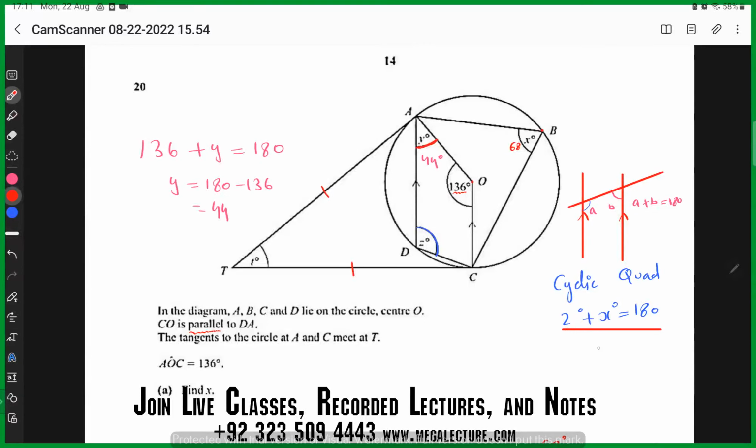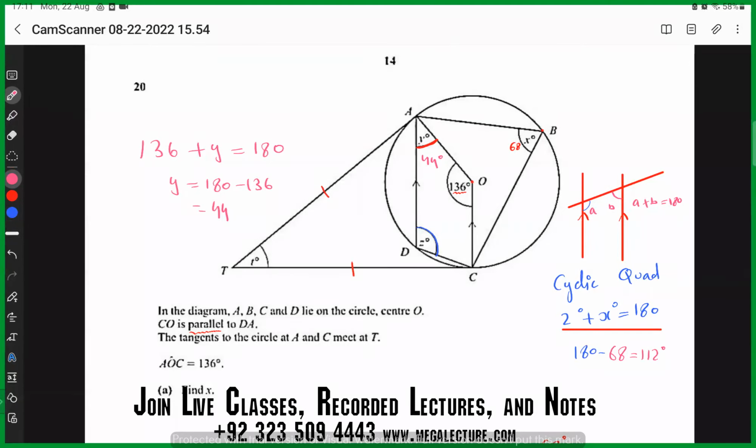Okay. So this is 180. So Z is going to be what? 180 minus 68. So that is going to be 112 degrees. Very good. Excellent. So this was Bipesh and some other students. This is how they did this question.